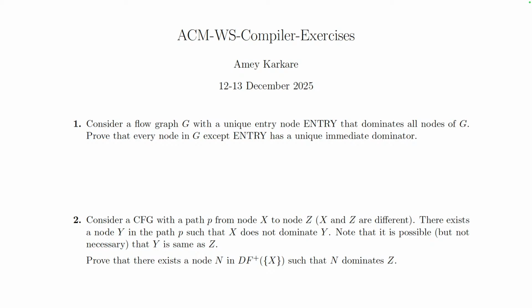So let's think about the first case when y and z are the same. So this is our z. There is a path from x to y. Y is not dominated by x, but there exists a node in the iterated dominance frontier of x which will dominate y. So let's forget about the general case. Let's take a simple case.